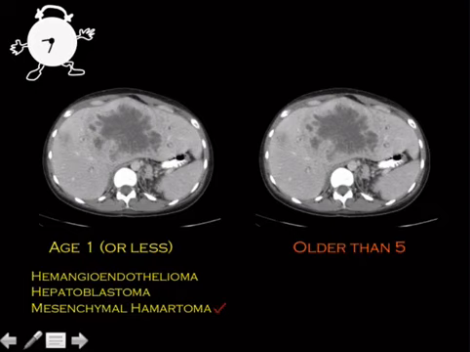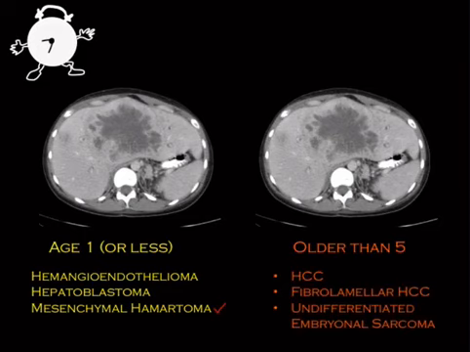Now, when you're older than 5, there's also a differential that you have to know. Undifferentiated embryonal sarcoma, sort of the nasty cousin to this guy. Fibrolamellar HCC, that's the HCCs that you get in non-cirrhotic patients, tend to have more calcium. And regular old HCC, you can get that as a kid. There's certain predisposing conditions.